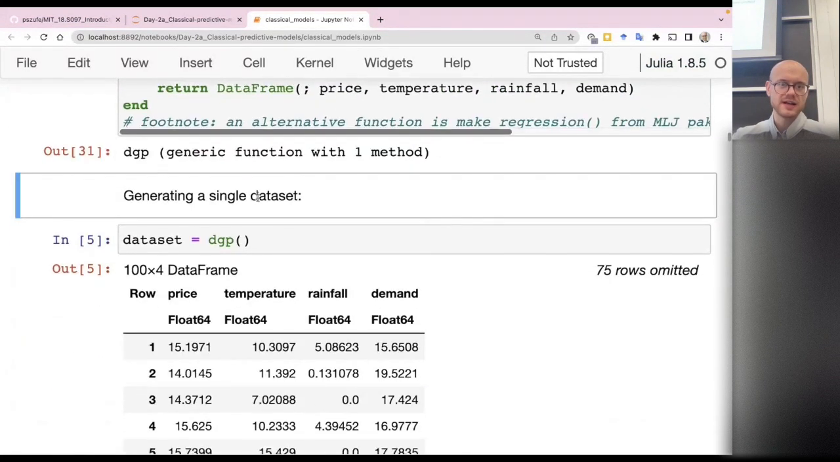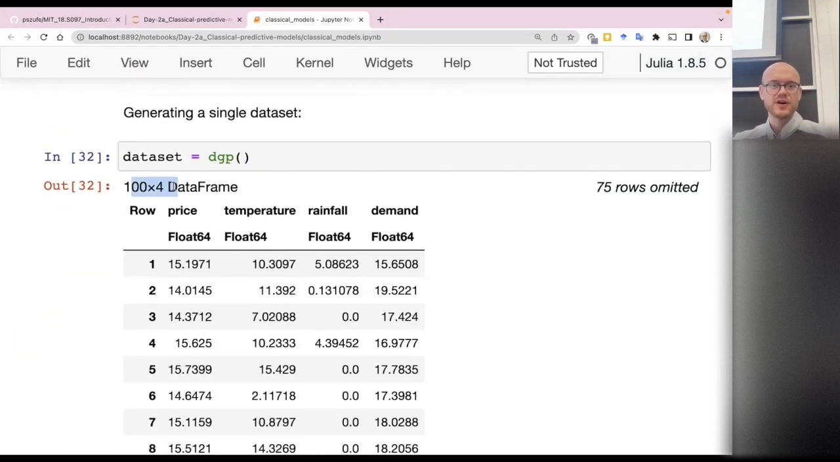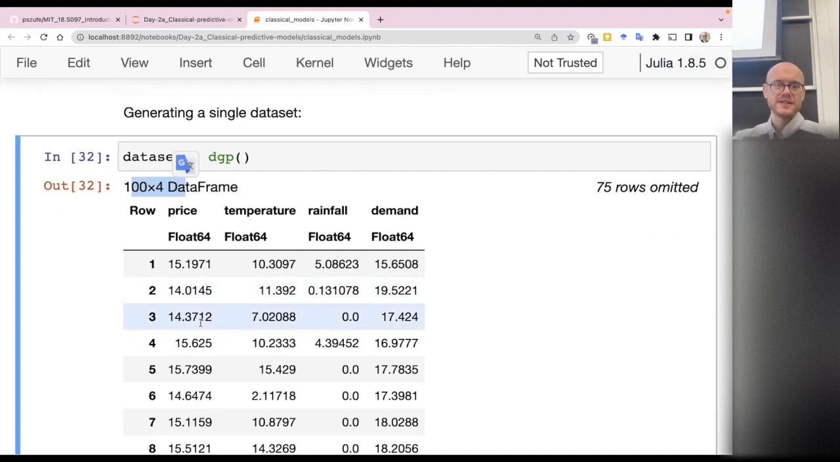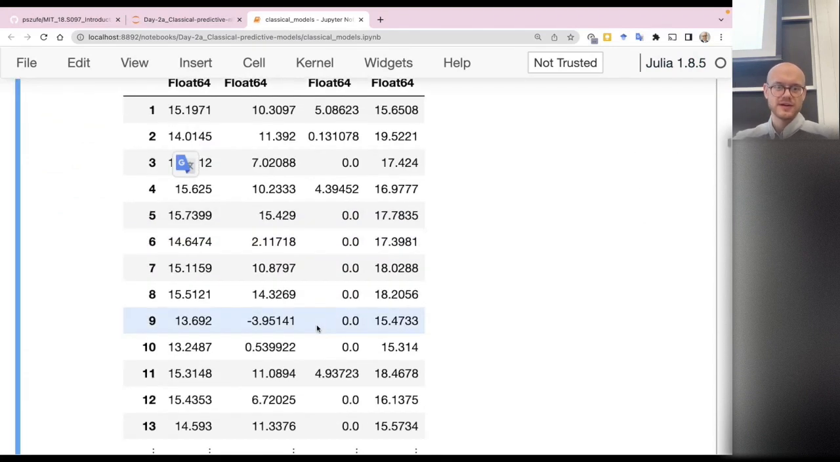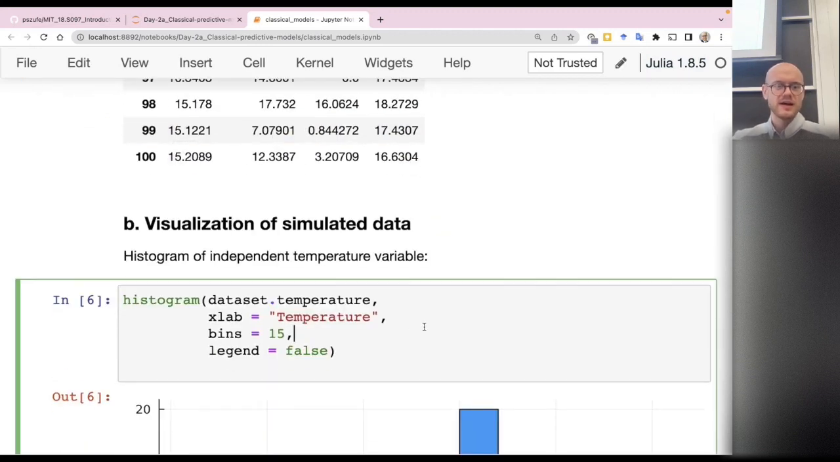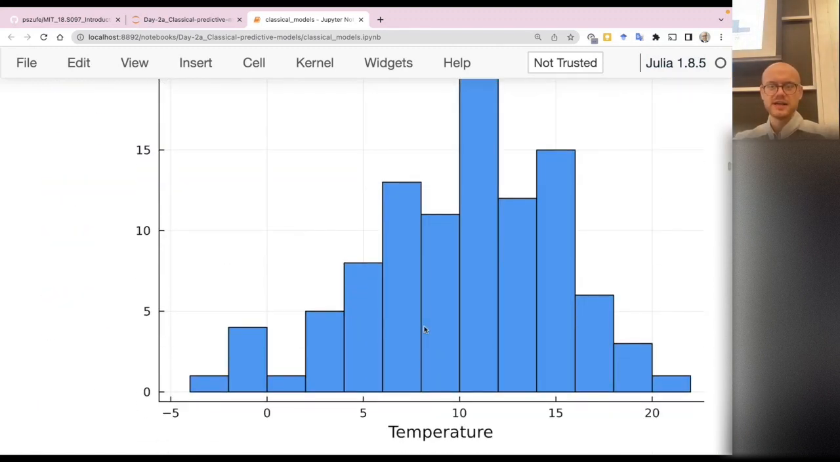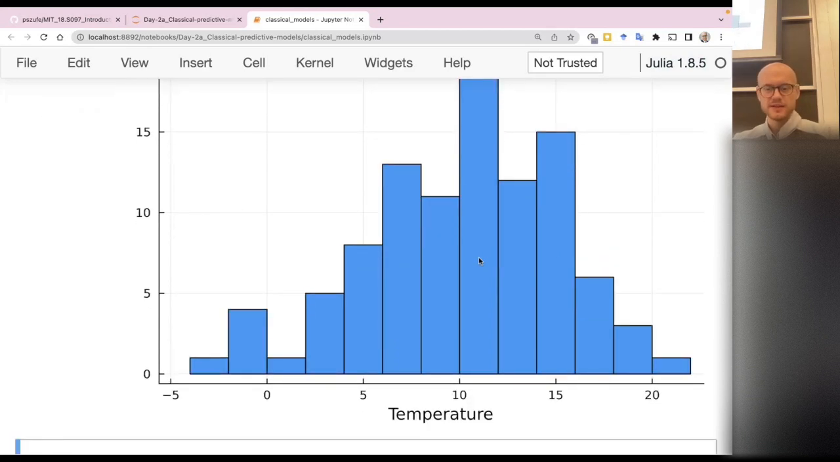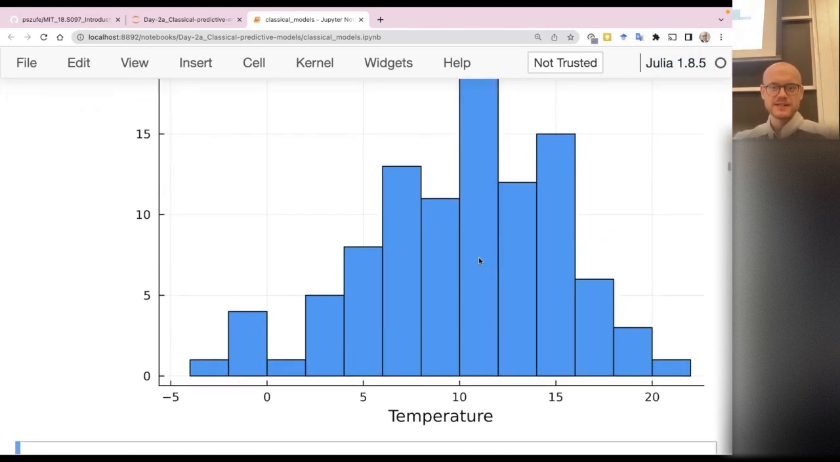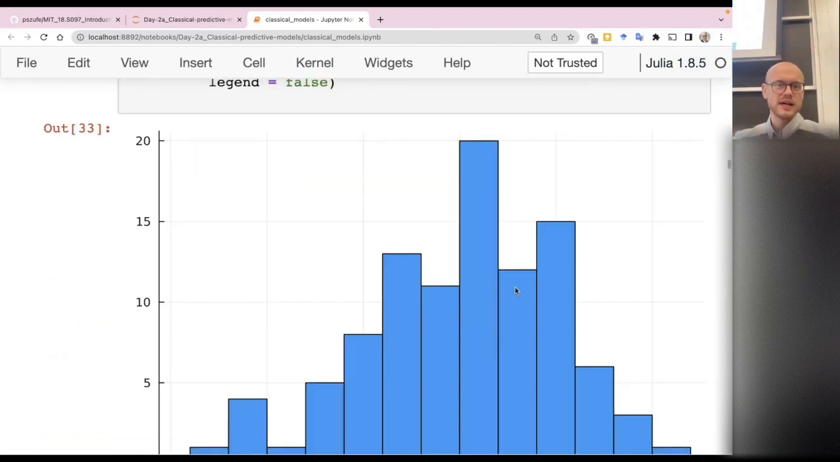I'm running this function, and then we have a single data set being generated. As you can see, it has 100 rows and 4 columns, and these are the examples. A lot of numbers, but let's take a look at graphs. First is a histogram demonstrating how the temperature is distributed. Since temperature was independent, exogenous, not dependent on anything, it looks like this. Then let's take a look at some relationships on the scatter plot.